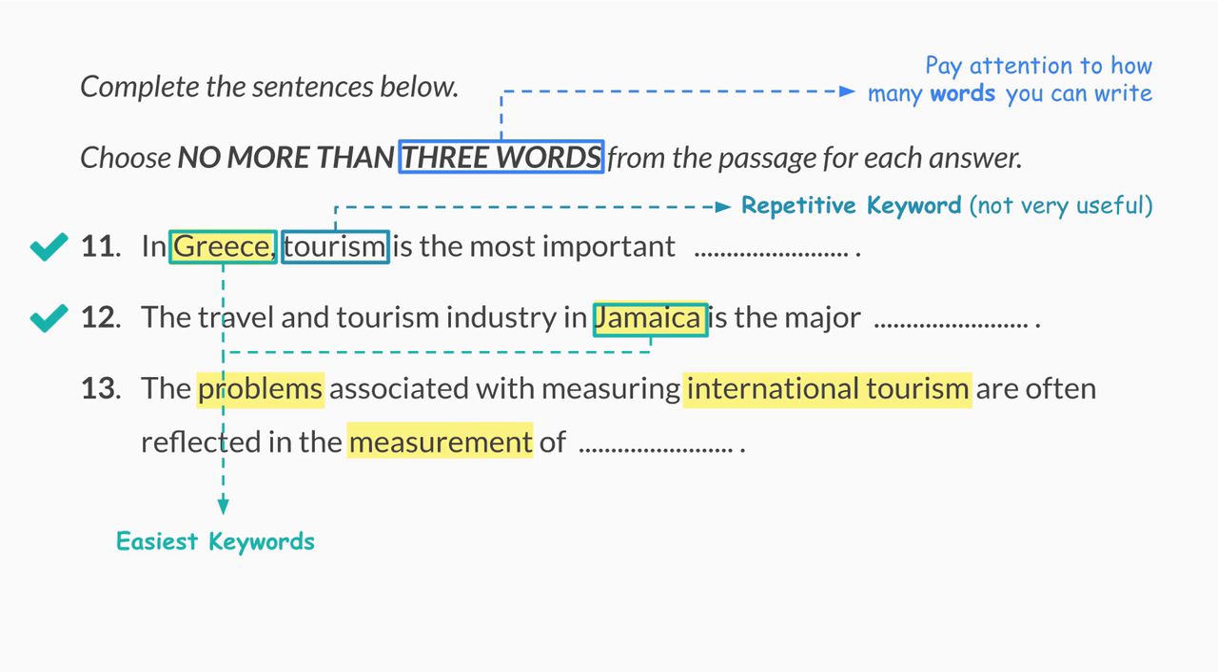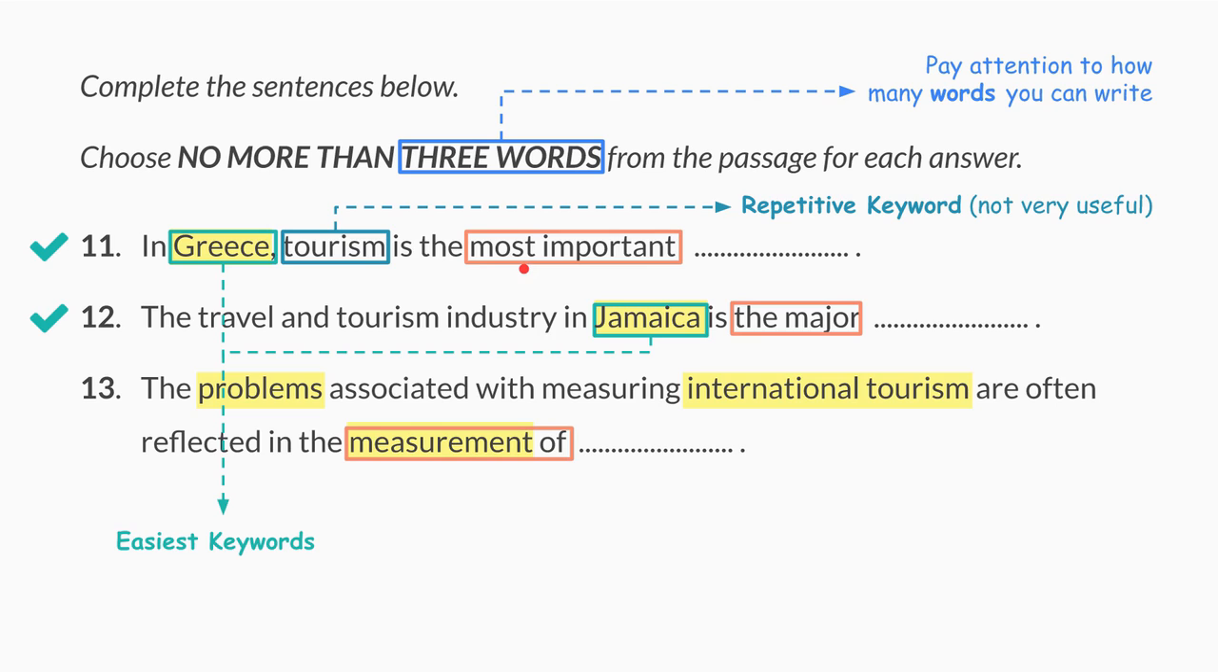I want to look for keywords that are rare, that are not very common, that are going to be easy to locate. Words like Greece, Jamaica, international tourism, measurement, problems. These are keywords that are much easier to locate in comparison to a repetitive keyword like tourism.